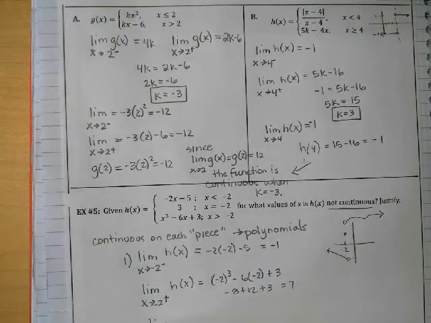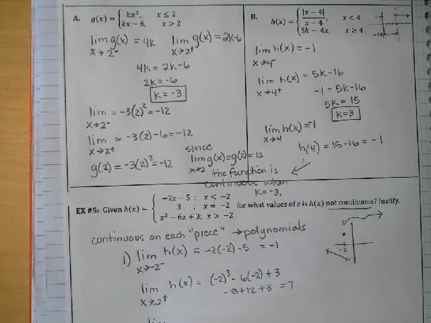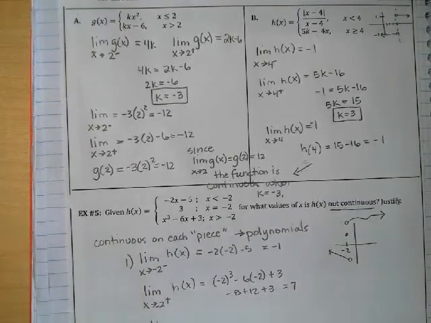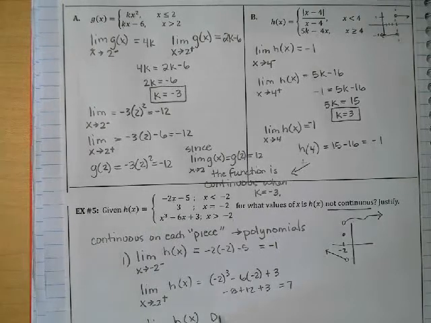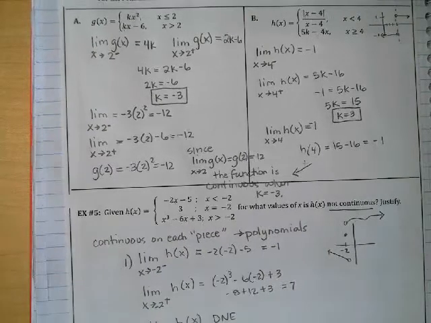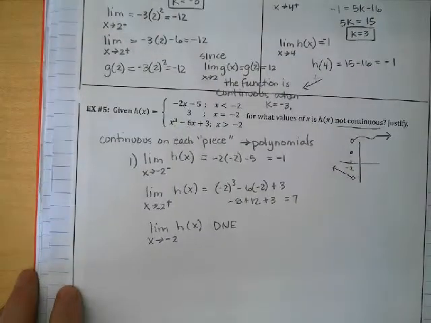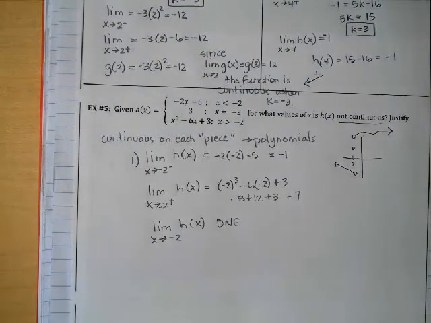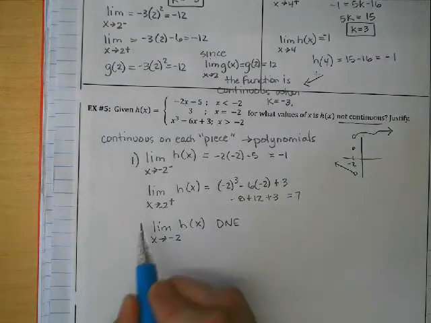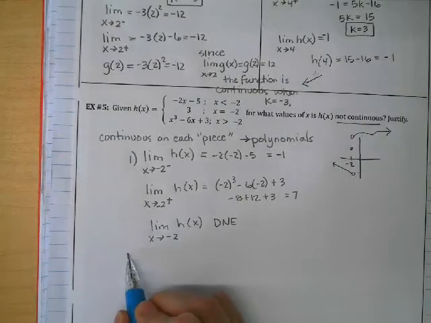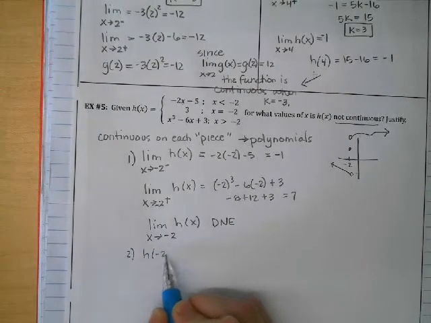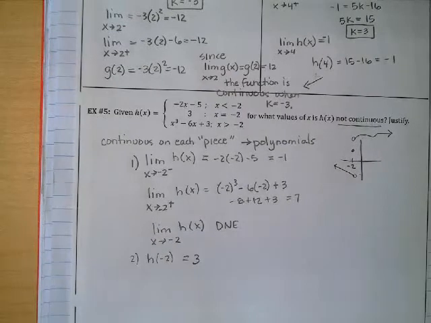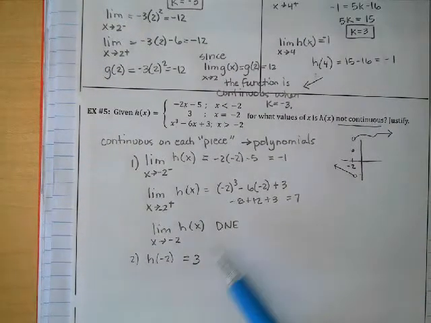Okay, so that tells me that the limit as x approaches -2 of h of x does not exist. Oops, sorry. Okay, and then let's even do the second step. What is h of negative 2? That's equal to 3. So the limit doesn't exist.